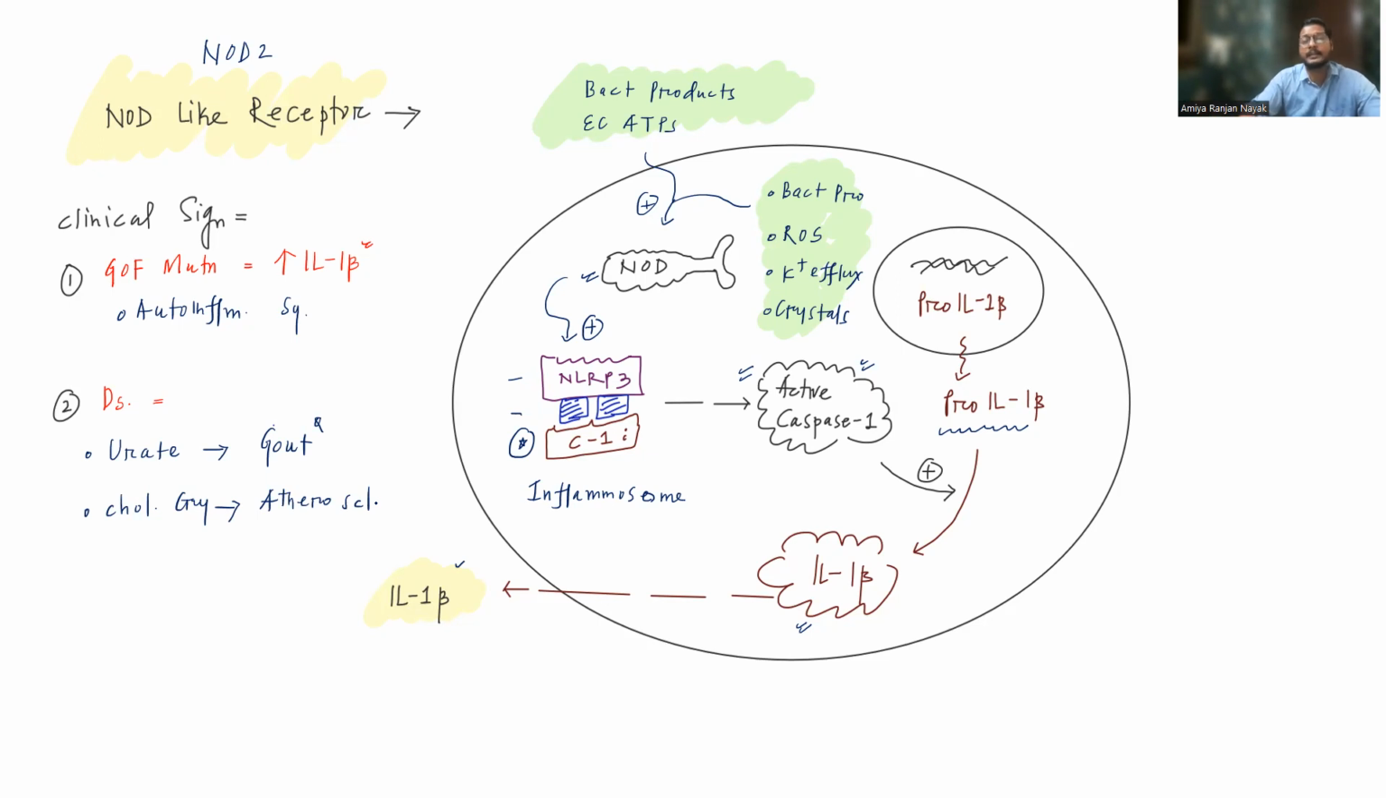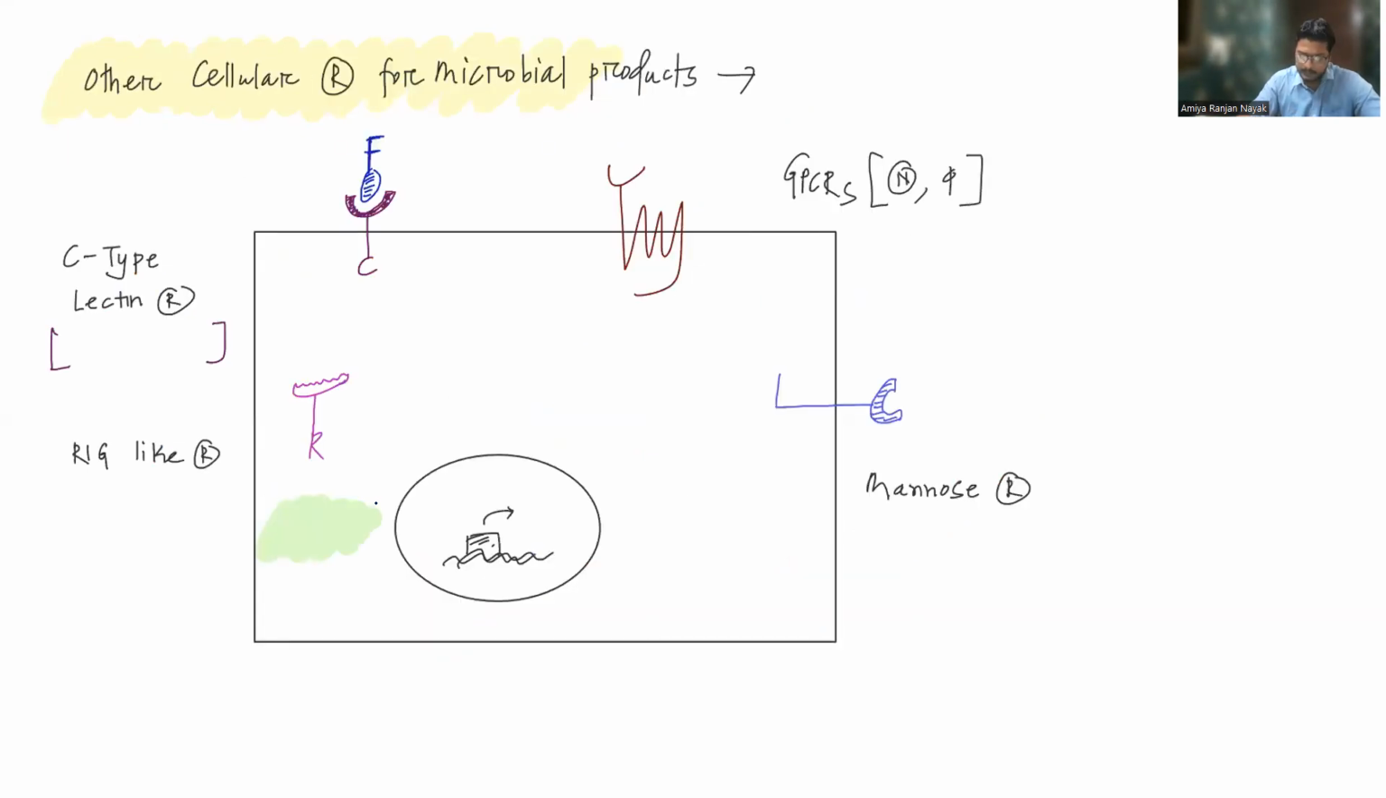Now we are going to the other types of receptors. The first is the C-type lectin receptor. It is usually present in the dendritic cells and the macrophages. It is also a cell membrane receptor, as you can see from this diagram. It is going to identify fungal glycans and produce an inflammatory response against the fungus.